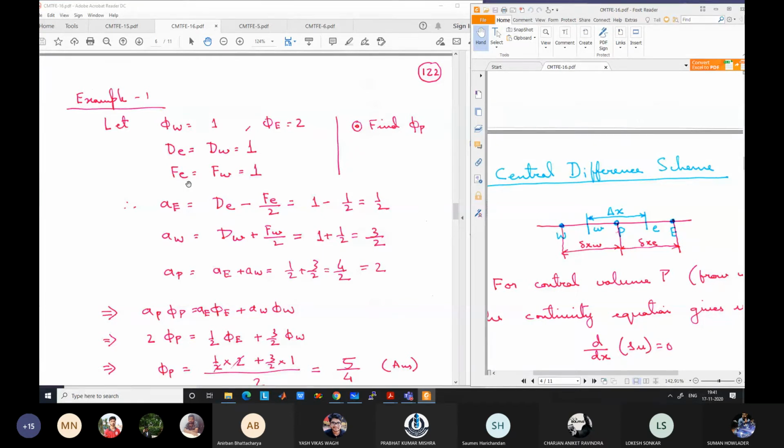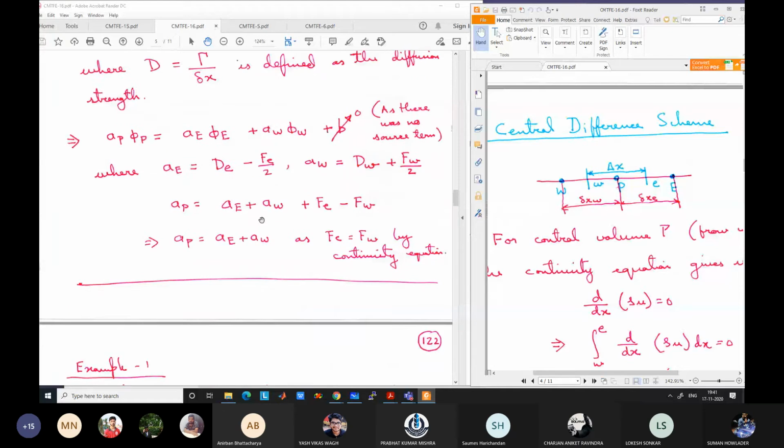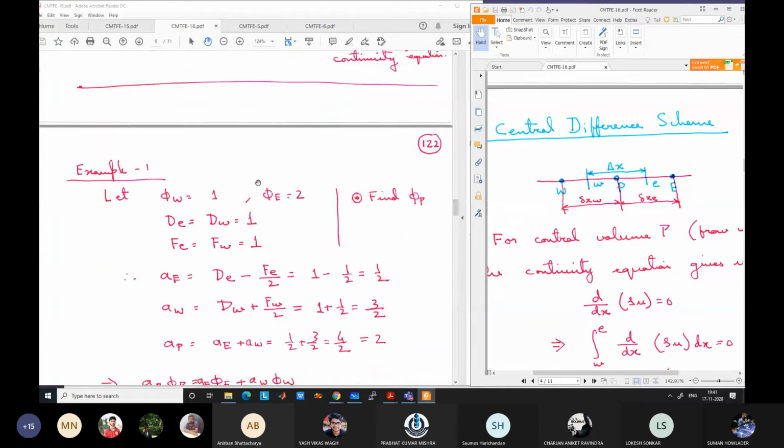So the correct problem is that it has to have Fe equal to Fw, and it is also given as 1 in our case. And we need to find the value of this grid point P. So what are we going to do? We are going to just replace what we have derived here. AE is equal to D minus Fe by 2. So D is 1 minus Fe by 2. Fe is 1, so 1 minus 1 by 2, half. Similarly, AW is 3 by 2, 1 plus half, 3 by 2. And AP is equal to AE plus AW. So half plus 3 by 2, it is equal to 2.